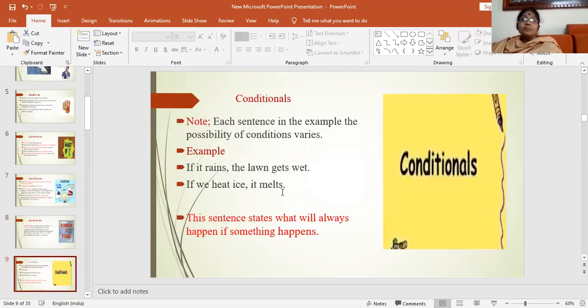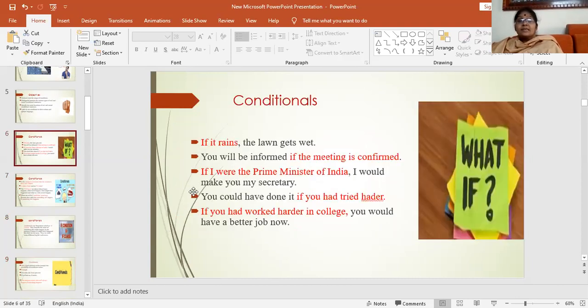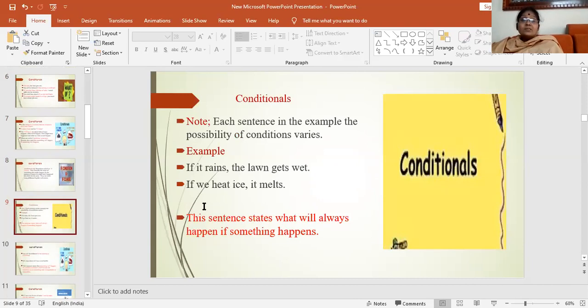Now, note that in each sentence in the examples, the possibility of the condition varies. Whatever examples I've given in the beginning here, in all these sentences the possibility varies, right? If it rains, the lawn gets wet. You will be informed if the meeting is confirmed, right? So the possibility varies. For example, let us look at this. If it rains, the lawn gets wet. Or if we heat ice, it melts.